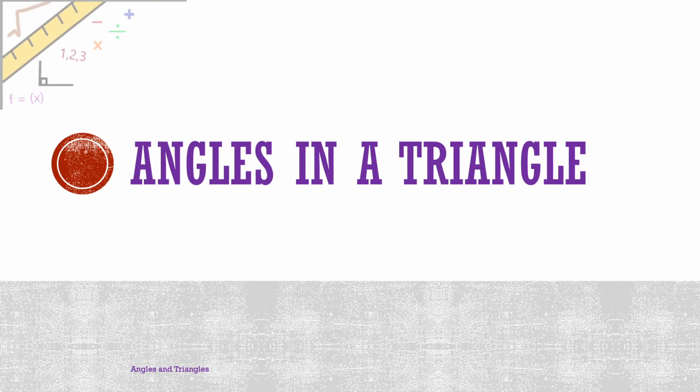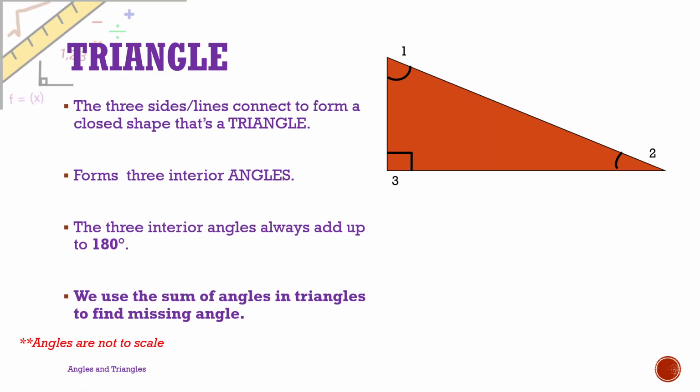Now let's take a look at angles in a triangle. First, let's understand what a triangle really is. A triangle is basically a closed shape that is formed by three sides connecting to each other. These three lines connecting to each other are forming a closed shape and thus form three interior angles. The thumb rule is the three interior angles of a triangle always add up to 180 degrees.